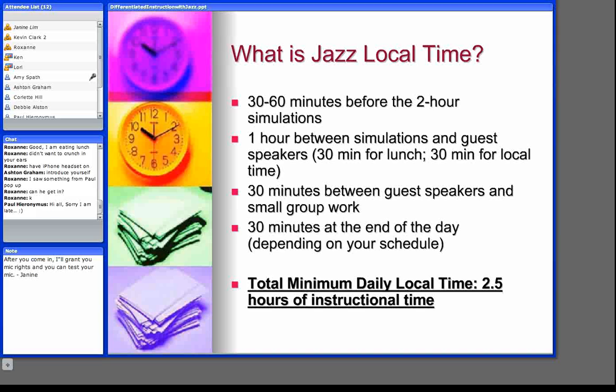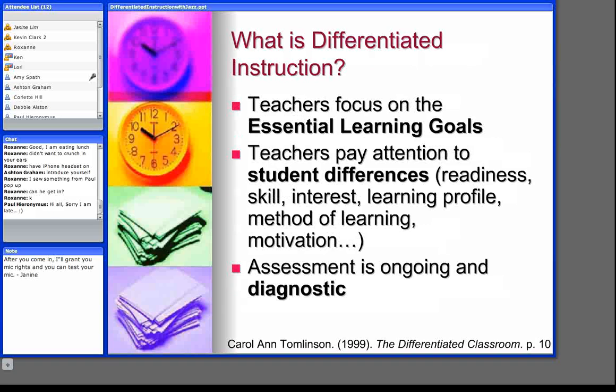So what do you do during that time? This is where you can differentiate instruction, also where you help your participants in the rest of the jazz sessions. So with that little picture and background, let's talk about what differentiated instruction is. And the main learning that I had on this is Carol Tomlinson. You can see the reference at the bottom.